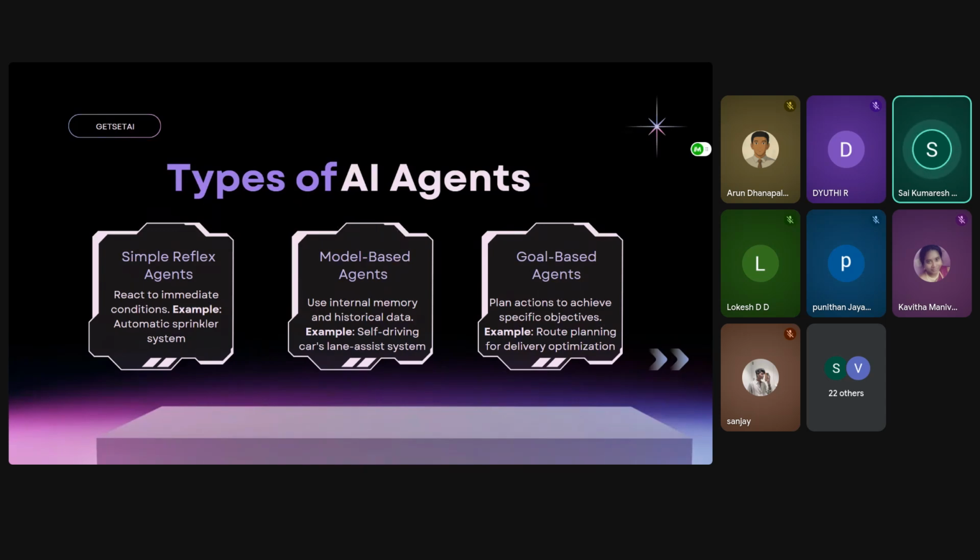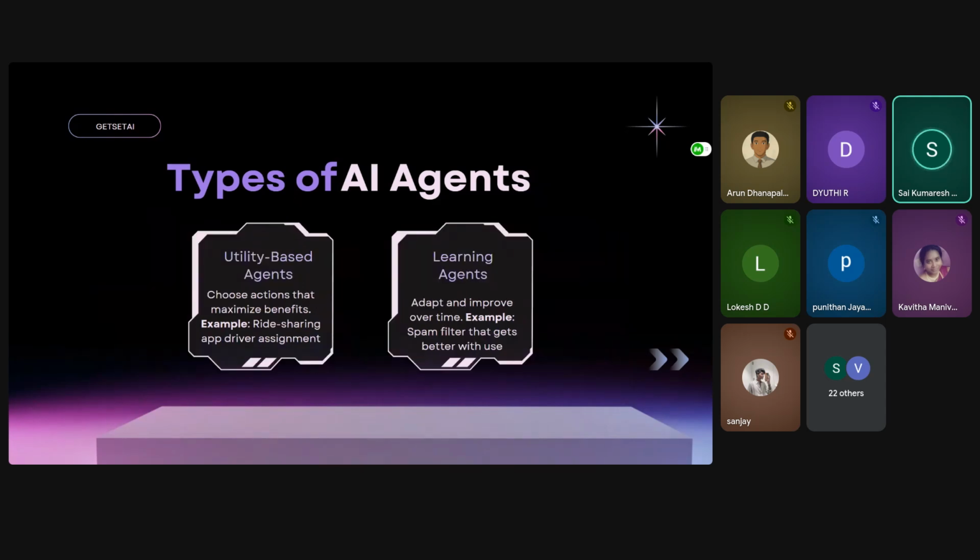And there are model-based agents, which use internal memory as well as historic data. The third one is a goal-based agent, which plans to achieve specific objectives, for example route planning for delivery optimization. And another two types are utility-based agents, and learning agents, which improve over time.